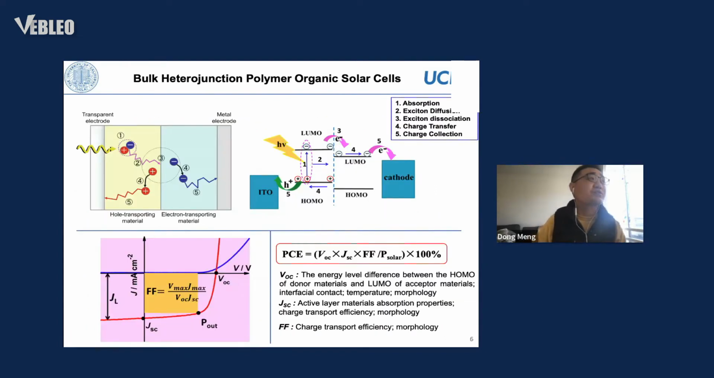First, for organic solar cells, we must understand how they work, the principles. It involves five processes. First, photon absorption produces excitons, and then the excitons diffuse to the interface between the donor and acceptor, and then separate into free charges, which transfer to the electrodes, and finally the free charges are collected at the electrodes.